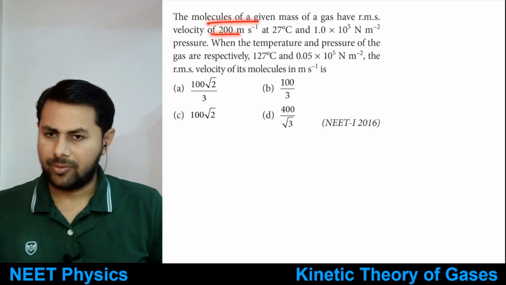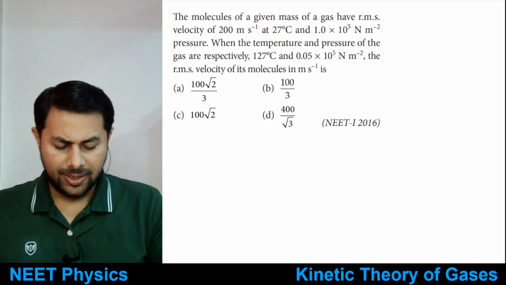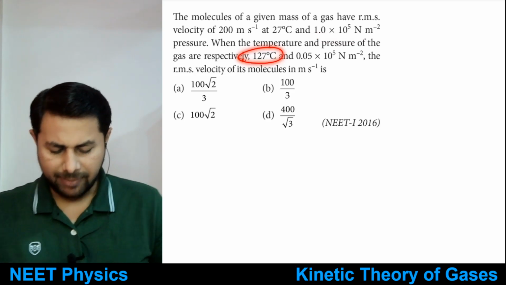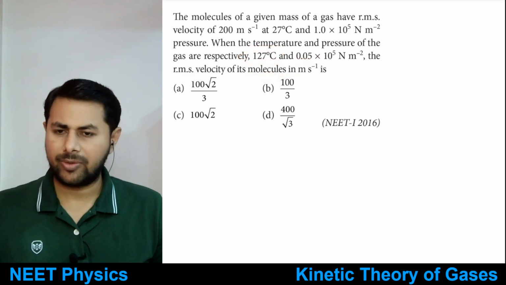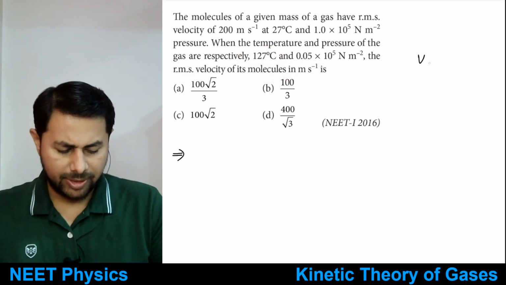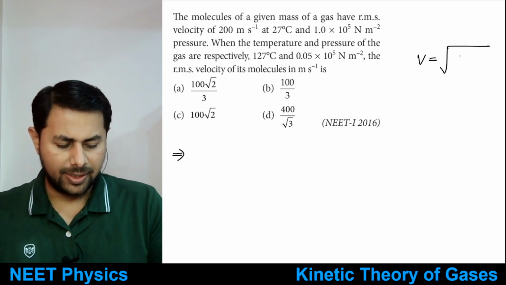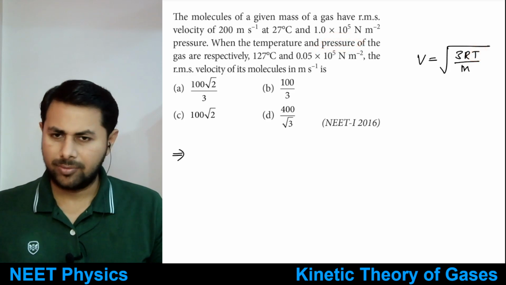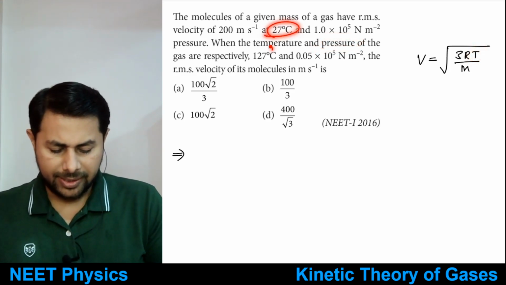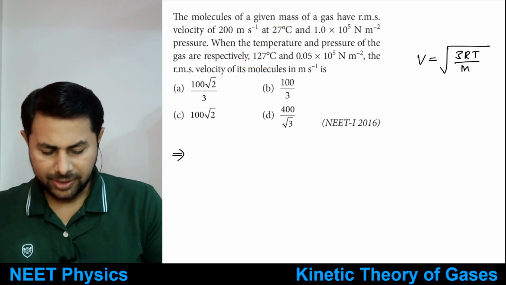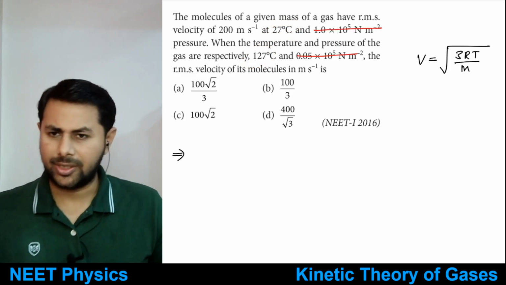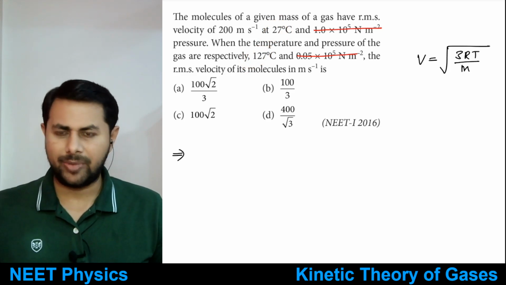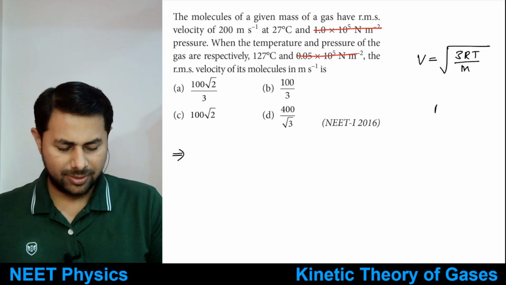So molecules have velocity of 200 meters per second at 27 degrees Celsius and 1 multiplied by 10 raised to 5 newtons per meter square pressure. This is given, and you are given another temperature and pressure, and the question is what would be the RMS velocity. Vrms is square root of 3RT by M. Now they have provided temperature as well as pressure, but both are not required. You can make use of only temperature, so there is no need to get confused. We can find the RMS velocity because PV would be equal to nRT.